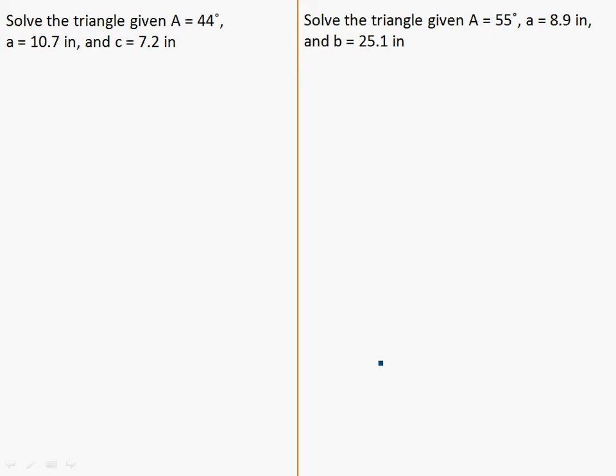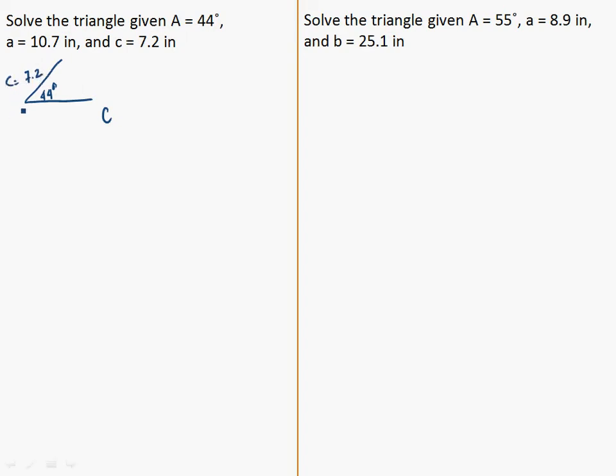So what if I have an angle of 44 and then A is 10.7 and C is 7.2? So I would start the same way with a triangle, with an angle around 44. So 44 might look a little like this. Keep in mind I can always change the length here a little bit. So if C is 7.2, I'm going to put angle C over here, so then I'm going to make this 7.2.